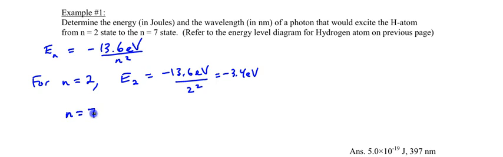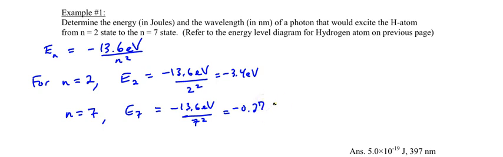N equals 7. So we're going to be plugging in E sub 7, negative 13.6 electron volts divided by 7 squared. And this gives you a value of negative 0.278 electron volts, after rounding off. So if we're looking for the amount of energy that is required by the photon, we're going to need to find the energy of the photon, which is equal to the energy difference between these two levels.